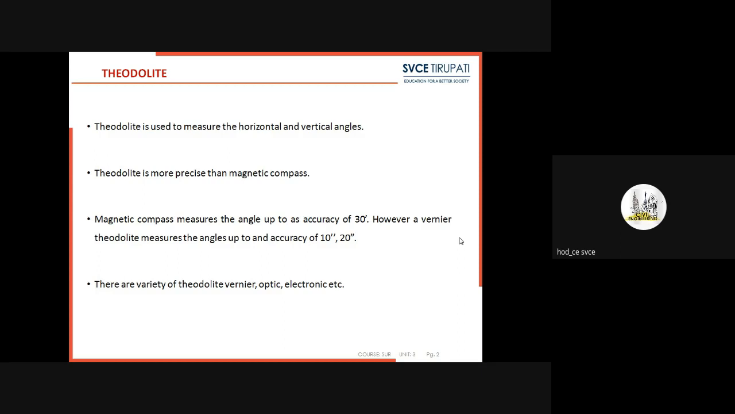Okay, and the varieties of theodolite: vernier, optical, electronic, etc. That means here we have a theodolite that completely depends upon the vernier scales. I think you have already learned that in your physics lab, right? And optical glass: within the telescope, we have arranged one optical glass. And total station completely depends upon the electronic device.